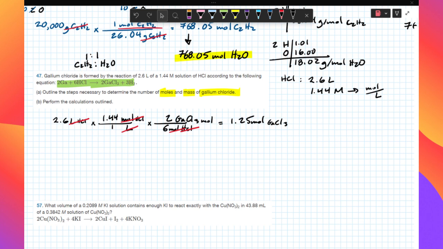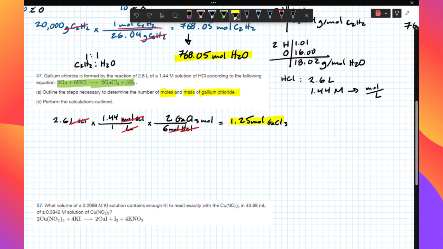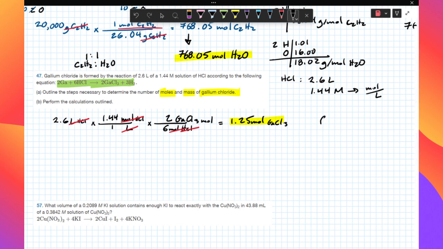All right, we're on the right track. So 1.25 moles of gallium chloride. We're halfway there. We need to find a mass. So we have gallium chloride, there's going to be 3 of those chlorines. Check our periodic table.